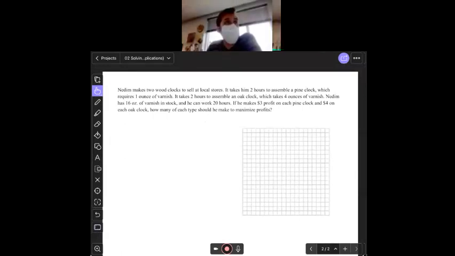All right, so Nedham makes 2 types of wood clocks to sell at local stores. Takes them 2 hours to assemble a pine clock, which requires 1 ounce of varnish. Takes 2 hours to assemble an oak clock, which requires 4 ounces of varnish. He has 16 ounces of varnish in stock, and he can work for 20 hours. He makes $3 profit on each pine clock and $4 on each oak clock. How many of each should he make to maximize profits?